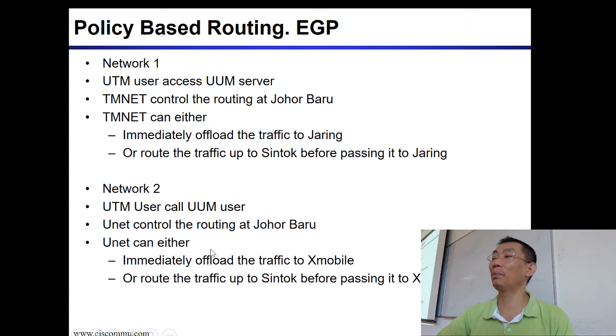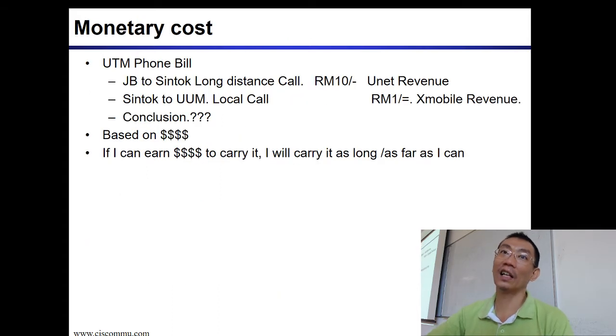Fixed charges, and this one is pay per call. So how would the routing differ? Okay, you look at the phone call, JB to Sintok, a long distance call, 10 ringgit revenue. This is UNet revenue. And Sintok to UEM, a local call. This is X-Mobile revenue. You want 10 ringgit or 1 ringgit revenue?